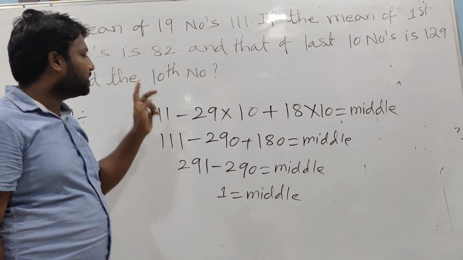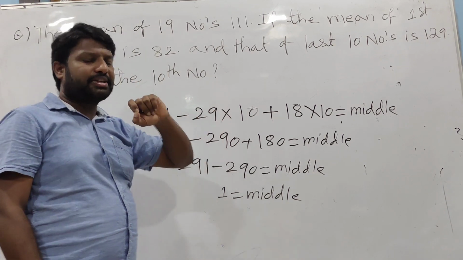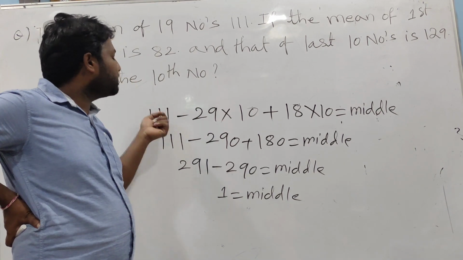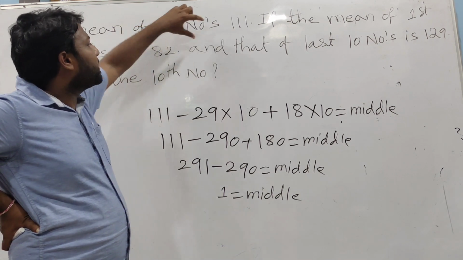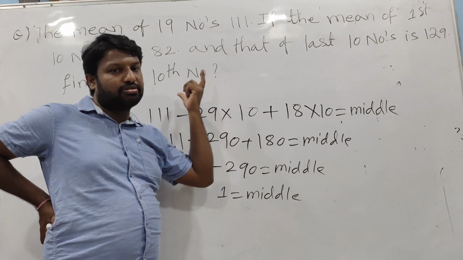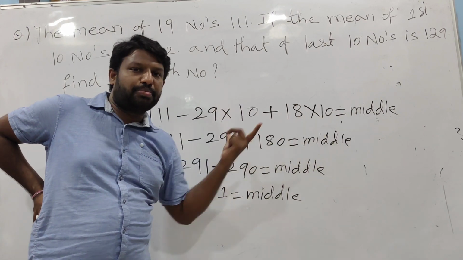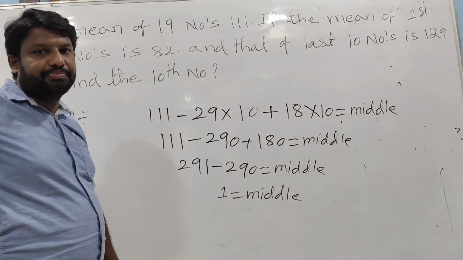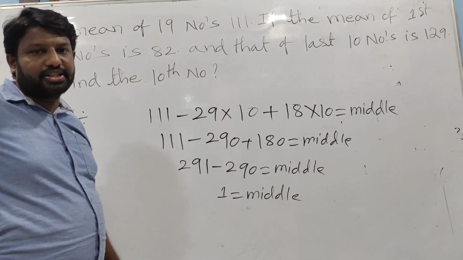You can do it like that or you can do it like this. If you do it like this, the calculations will get reduced. No need of multiplying with big numbers. So here what I am doing is taking the differences of averages. I am writing the total average, then the differences of averages into that number, this also into that number, equal to the middle value. If you do it like this, you will get it directly. Both are the same only, but the calculations get reduced.